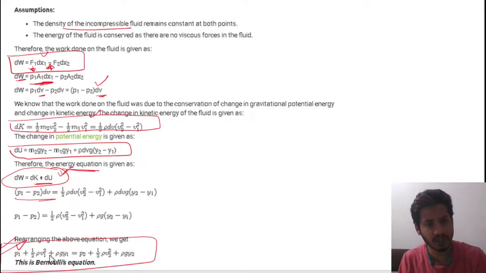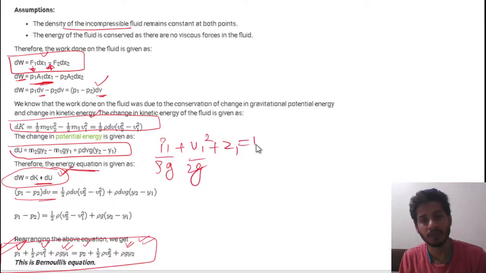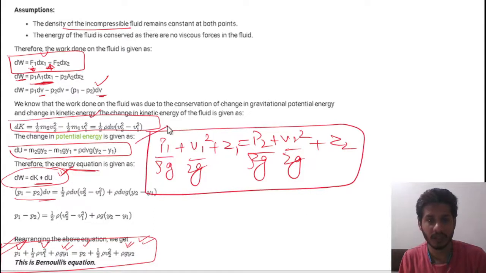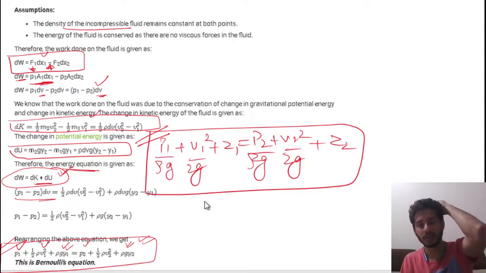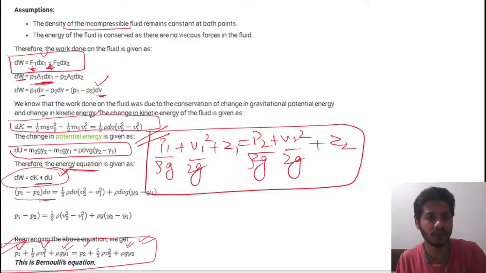This is the pressure energy due to the pressure difference P1, P2. This is the kinetic energy due to the flow velocity, and this is the potential energy due to the height difference. You can remember it like this, but I recommend remembering the equation in this form: P1 upon rho g plus V1 square upon 2g plus Z1 equal to P2 upon rho g plus V2 square upon 2g plus Z2. In this way, it is easier to solve questions. Once I solve questions later in the video, you will understand. So this is basically the Bernoulli equation.